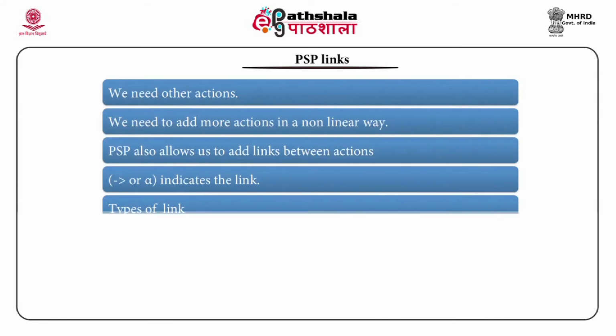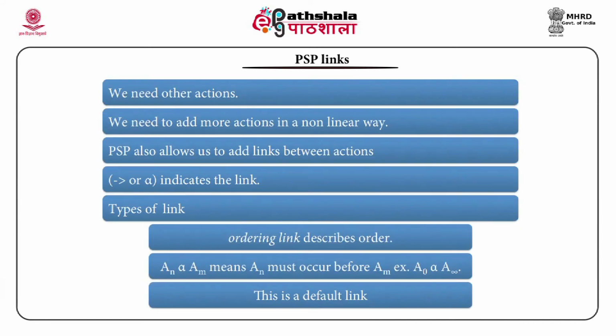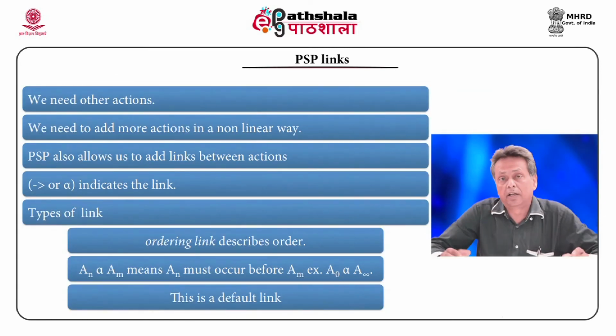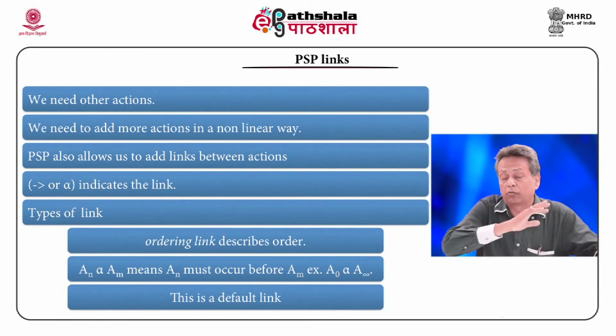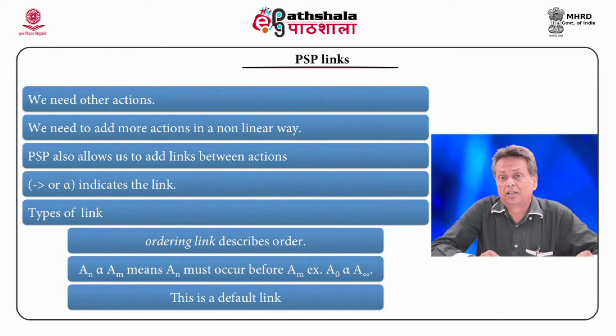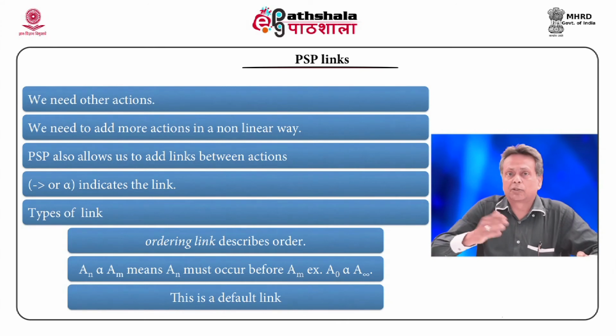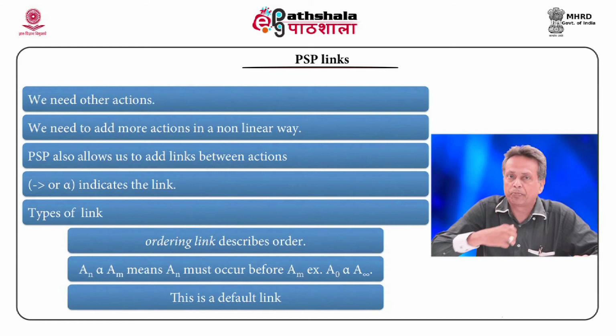Obviously we need other actions, we need to add more actions, but then when we try ordering those actions, we need two things. One, the preconditions, which I've already talked about, but the other one is a link. Plan space planning has two different types of links. One is called a causal link.